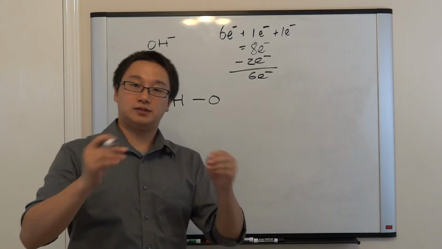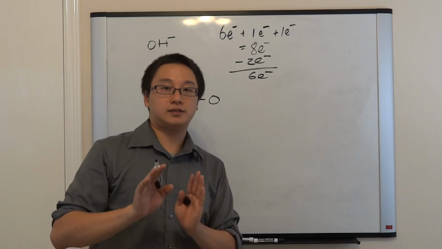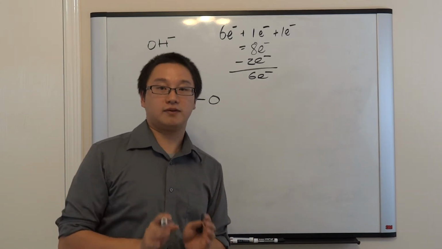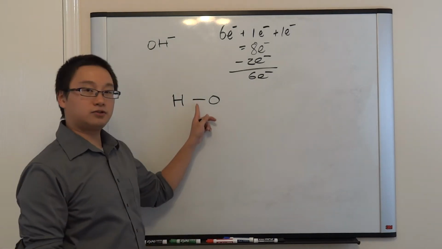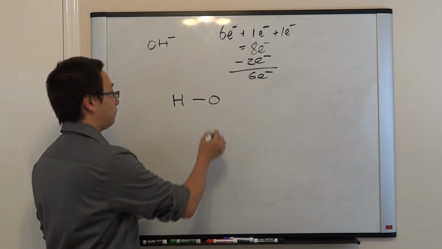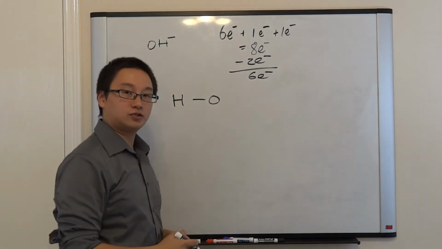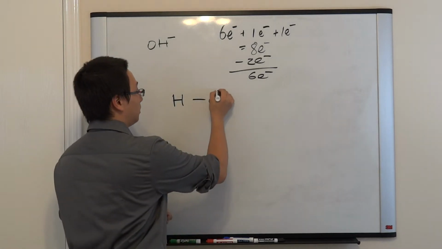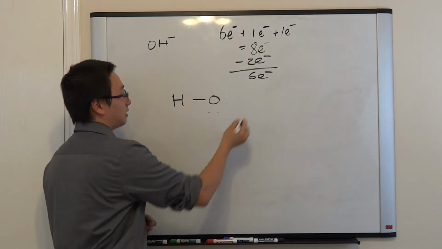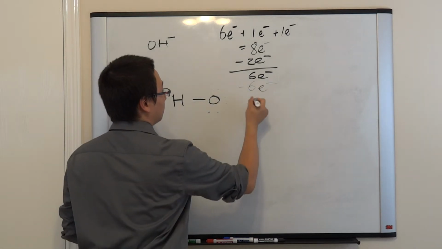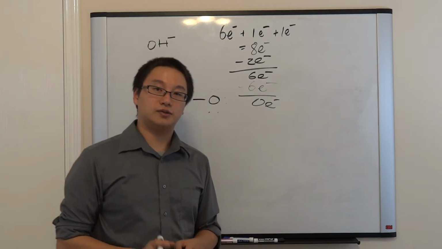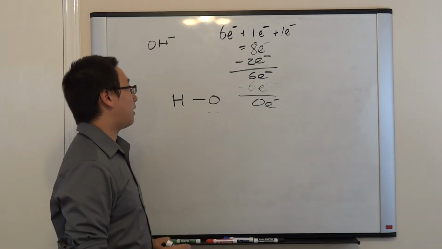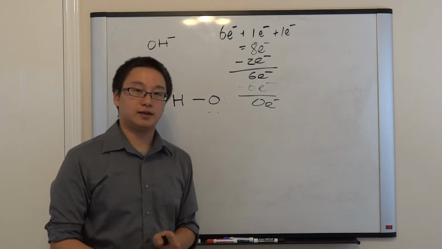So now we look at the central atom. Does the central atom have an octet? Well, it does not. It only has 2 electrons. So therefore, we will have to fill it up based on the number of electrons available. So we will put 1, 2, 3, 4, 5, 6 electrons. And we used up all the valence electrons available. And now we have the oxygen being octet.